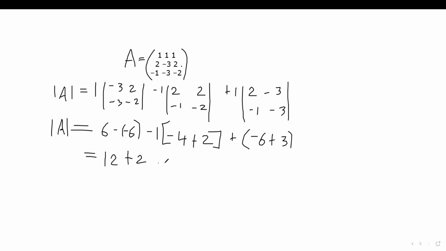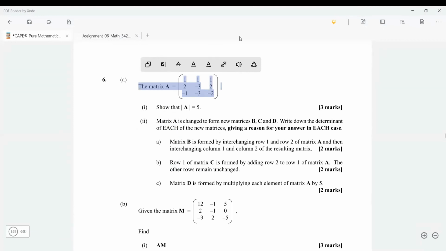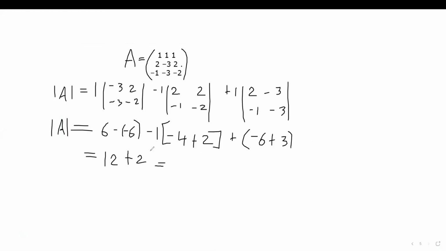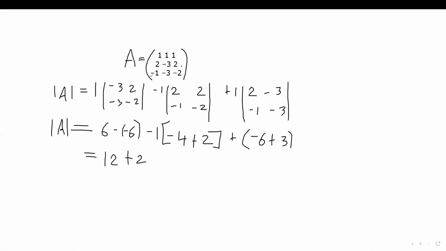All right, and here something looks a little off, because I thought we were supposed to get 5. We're supposed to get 5, so I just need to check back one more time, because this doesn't look like it's going to give me 5. Using row 1: 1, 1, 1, 2, minus 3, 2, minus 1, minus 3, minus 2. So it would be minus 3, 2, minus 3, 2, 2, 2, minus 1, minus 2, and then 2, minus 3, minus 1, minus 3.